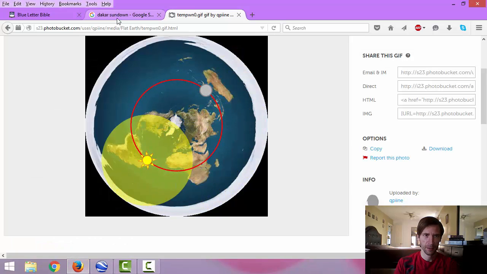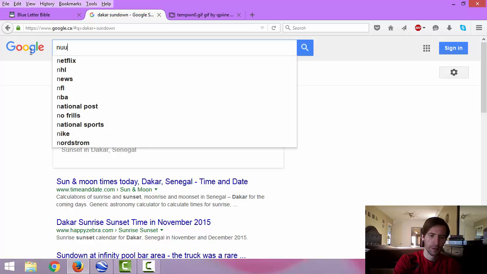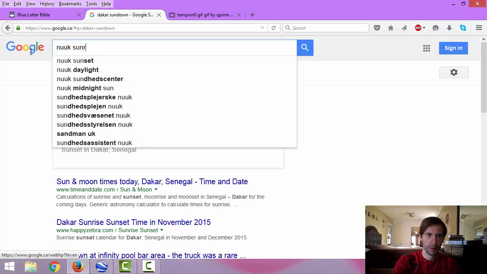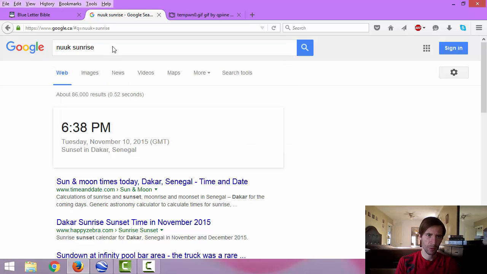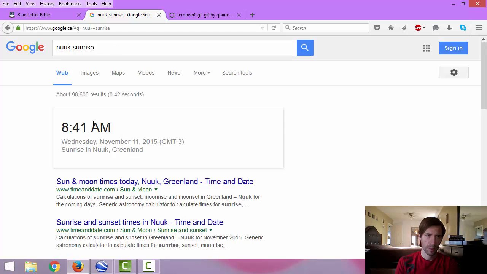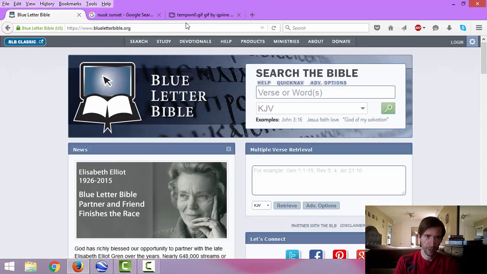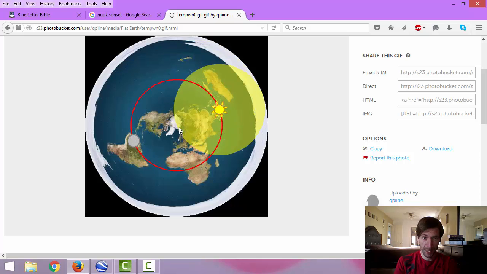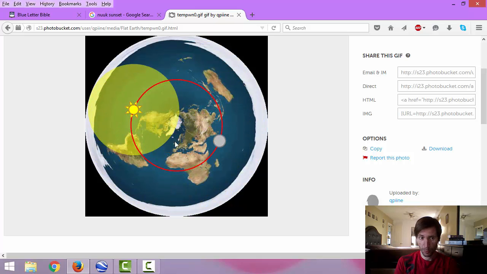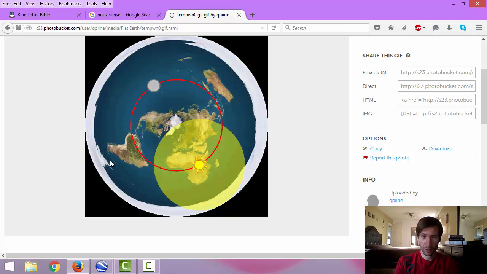Let's look at the time for sunrise in Nuuk. See, sunrise 8:41 a.m. So the sunset, let's see, 3:41 p.m., right? So they don't have a lot of daylight. But that may not be the best example. I think the best example will probably be Antarctica, right?